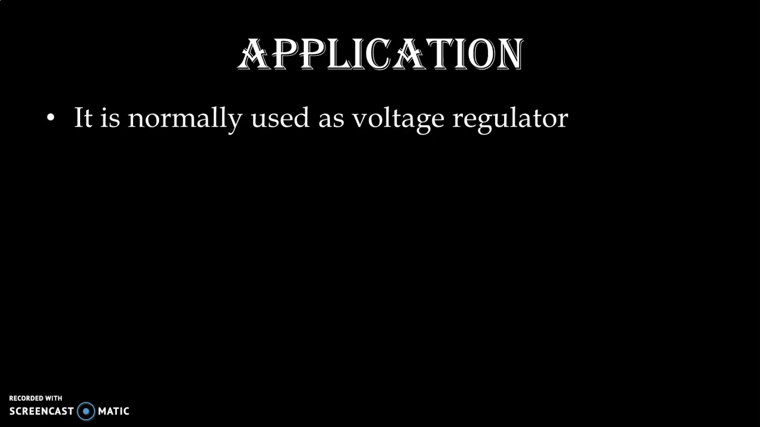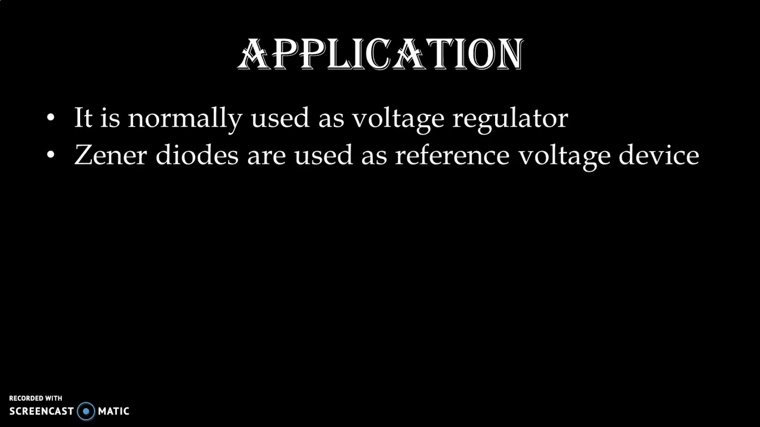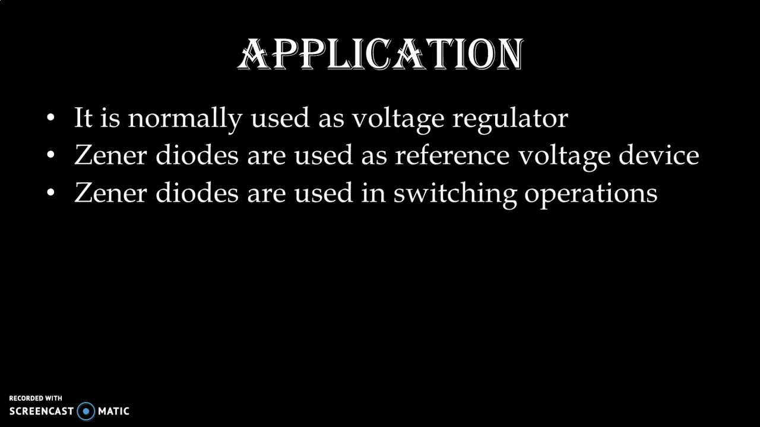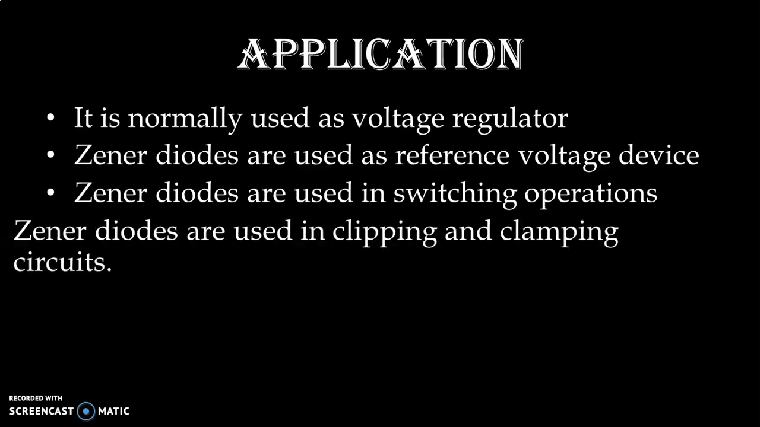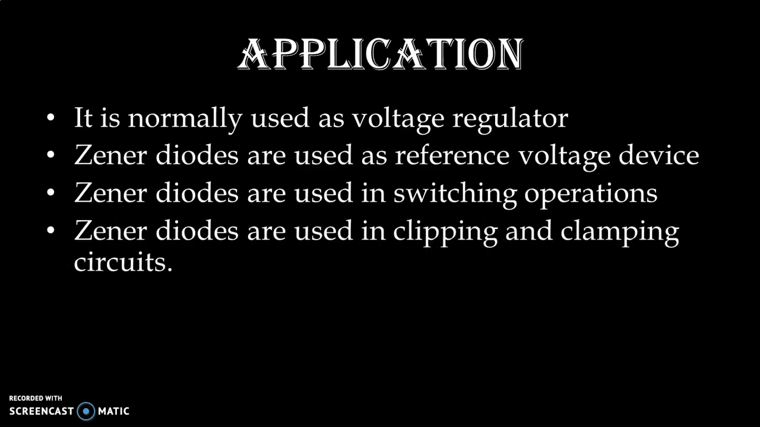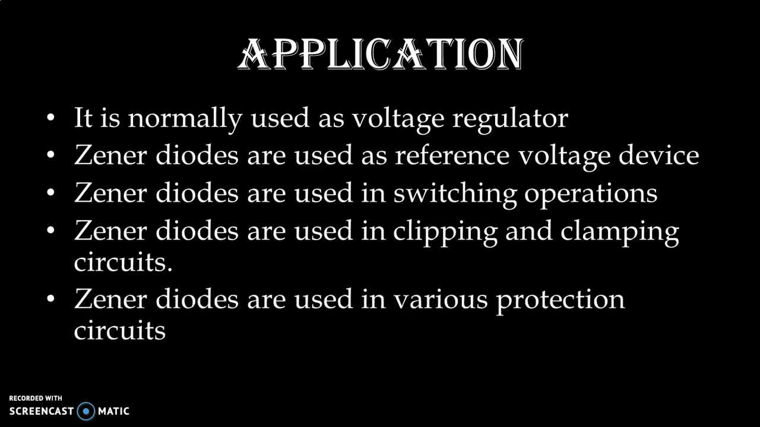Now let us see the applications of the Zener diode. It is normally used as a voltage regulator. Zener diodes are used as a reference voltage device. Zener diodes are used in switching operation with transistor. Zener diodes are used in clipping and clamping circuits. Zener diodes are used in various protection circuits. But we will study application of Zener diode as a voltage regulator.